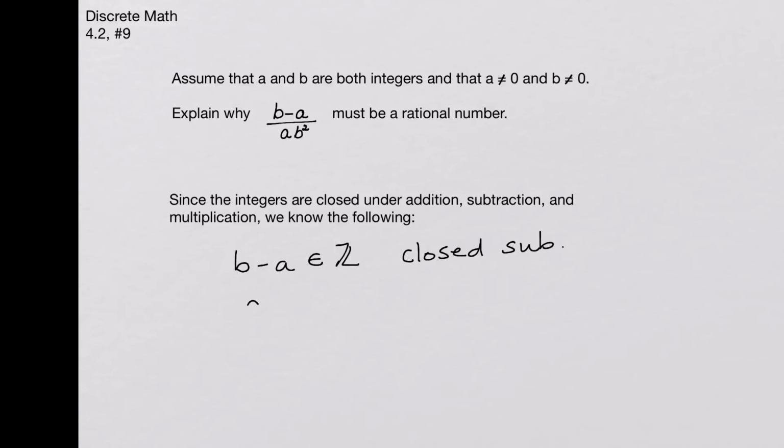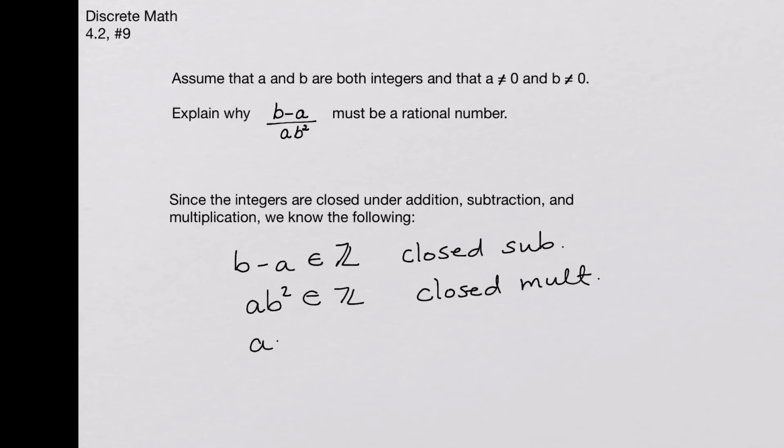How about the denominator? Well, a times b squared is also an integer because the integers are closed under multiplication. And there's one more thing we need to know. It's not just that the numerator and denominator must both be integers. We also need to know that the denominator is not equal to 0.